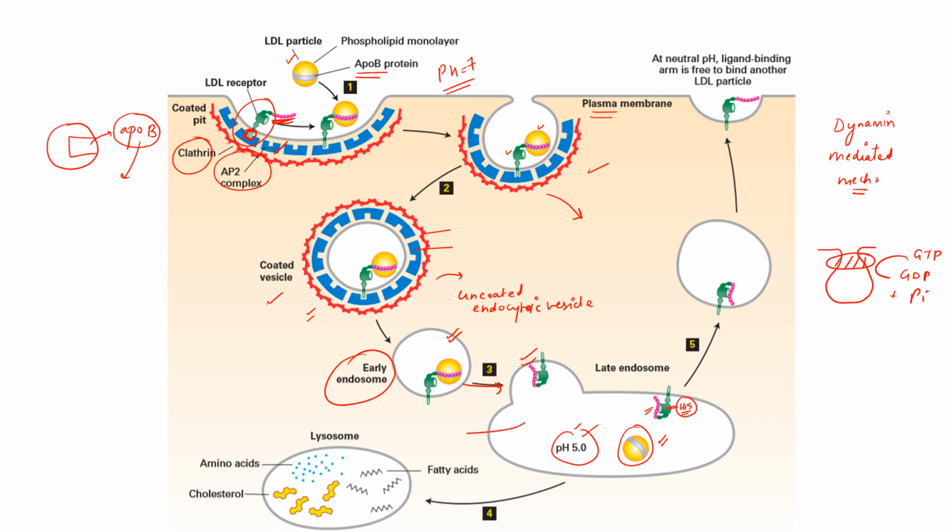This late endosome now fuses with the lysosome and the LDL is broken down into its constituent cholesterol and fatty acid, and the protein is broken down into its constituent amino acids by the lysosomal enzymes. The LDL receptor does not go to the lysosome, instead it is recycled back to the cell surface. Note that there is a pH difference between the cell surface and endosome due to which there is a conformation change in the LDL receptor. Here the LDL receptor has the ligand binding domain bound to the beta propeller arm, but here there is a free ligand binding domain which can bind to another LDL particle for the next cycle.